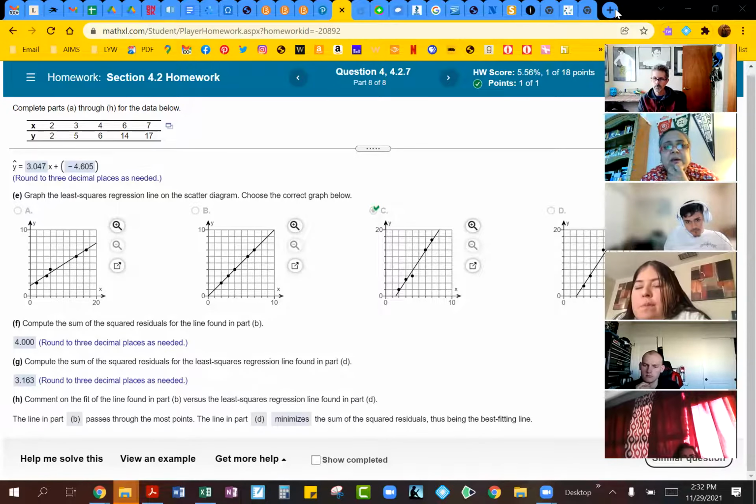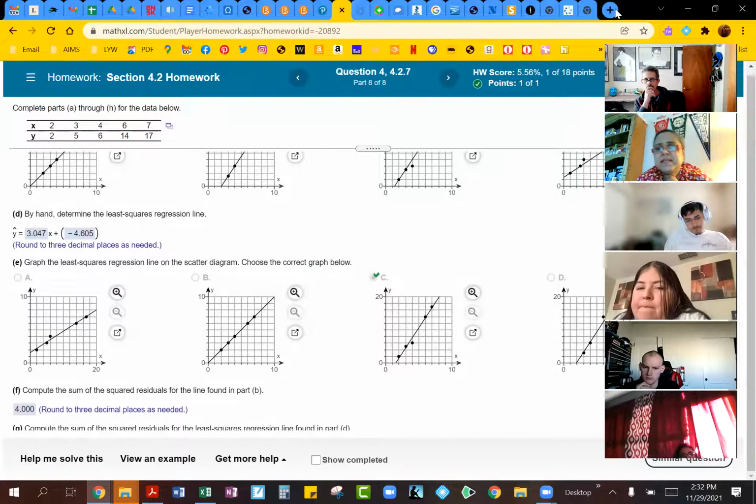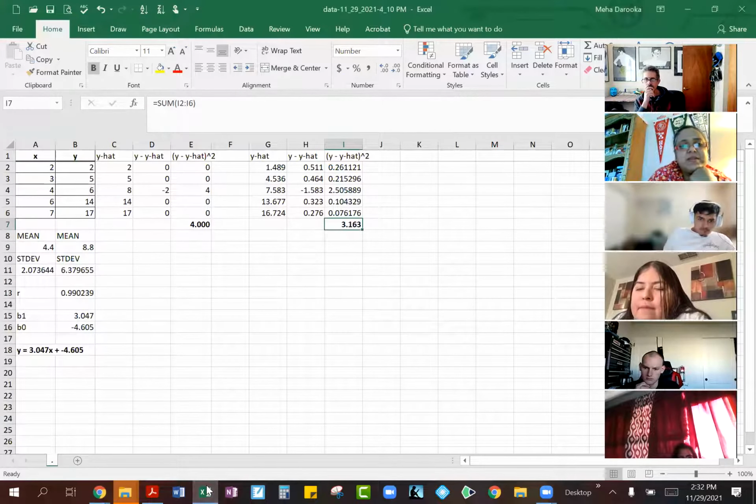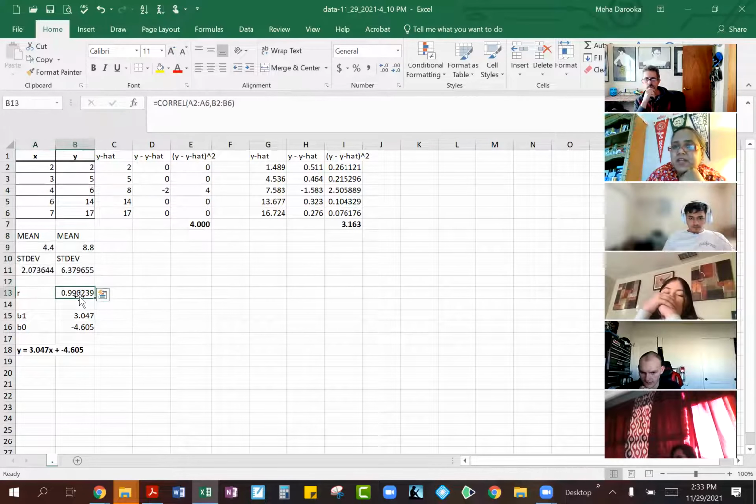Anybody have questions on any part of this calculation, especially this one here, where you're calculating this least squares regression line? So again, remember, for this part is where you calculate the mean and the standard deviations for each one of these X and Y columns. Find your correlation coefficient, and then based on that, you calculate your slope and y-intercept for the line. Okay.